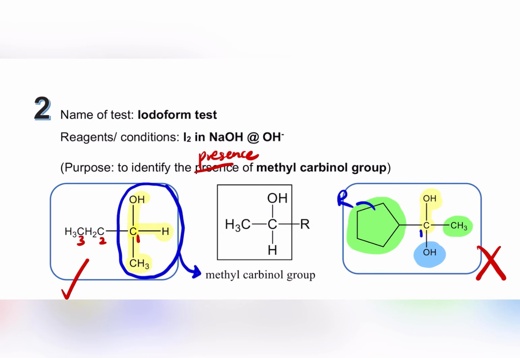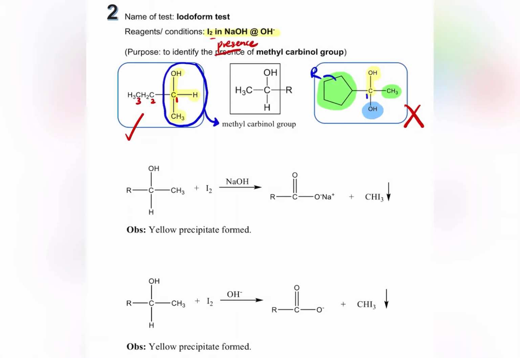Now we will focus on the general chemical equation. In order for you to write the chemical equation, you have to know the reagents and conditions involved in this iodoform test. The reagent for this one is iodine in NaOH, or OH minus. I'm going to show based on NaOH and OH minus. The first one is my alcohol with the presence of the methyl carbinol group. This is what I'm talking about, this group. After that, it reacts with iodine, I2.